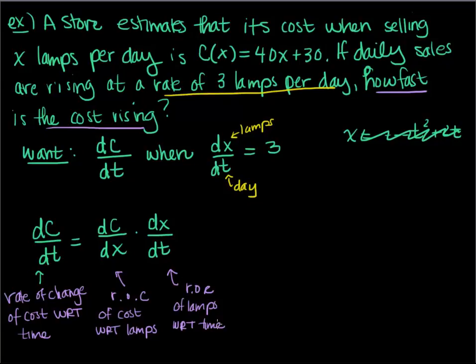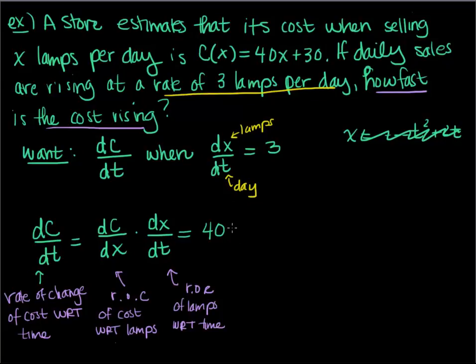All right, so let's look at how we would actually solve this. What I need to find, and it looks like I don't have enough information, but I actually do by the nature of what the cost function is, is dC/dx. What is the derivative of this with respect to x? It is 40. We know, because this is linear, that my cost is changing with respect to lamps by $40 per lamp. Okay, that's what that's saying. For every lamp I sell, my cost increases by $40.